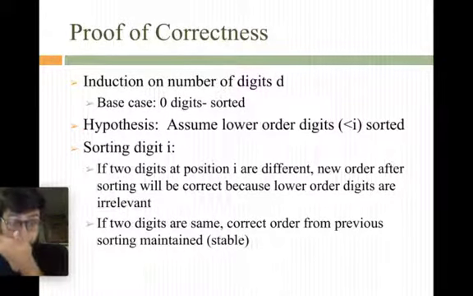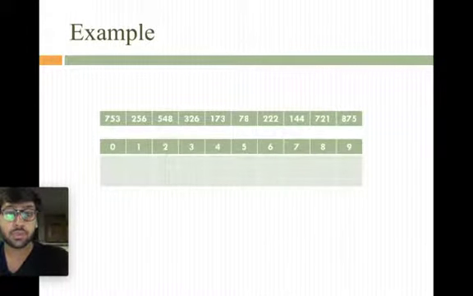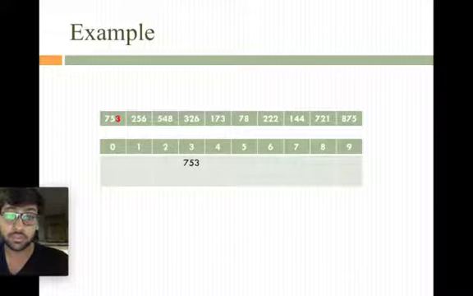Now we look at an example of this. Suppose we have the set of numbers 453, 256, 548, 326, 173, 78, and so on. In the first pass of our algorithm, we'll look at the least significant digit of these. So 453 will fall into the bucket with 3, 256 falls into the bucket with 6, and 548 falls into the bucket with 8.